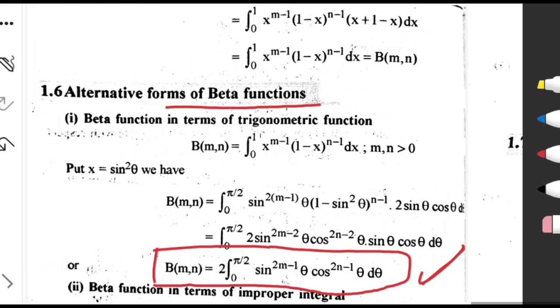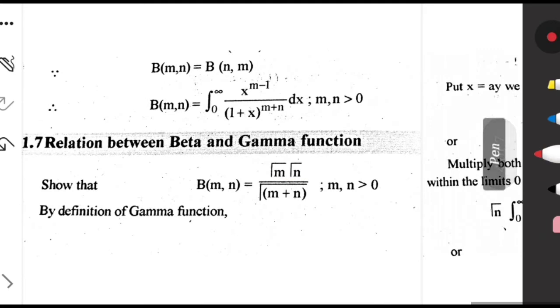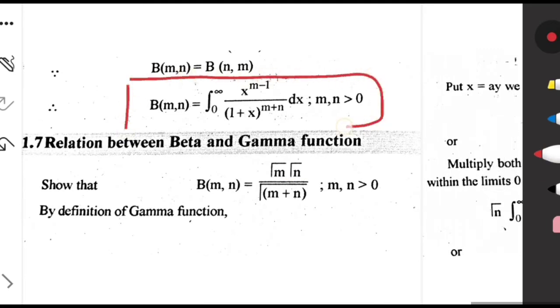Secondly, beta function in terms of an improper integral. We are going to use this form in our relationship. So I just want to tell you what this is. This B(m,n) can be written as the integral of x to the power m minus 1 divided by (1 plus x) to the power m plus n, and the limit will be from 0 to infinity.